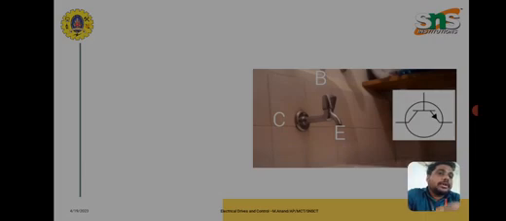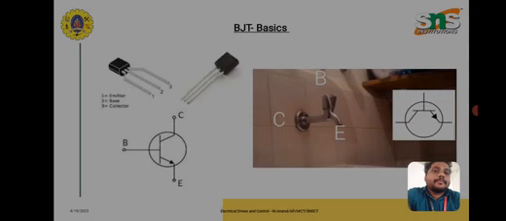If you give a turn to the base, like opening a tap, it will allow the water from the overhead tank to the bucket. Likewise, if a minimum amount of voltage or current is given to the base, it will allow the current to flow from collector to emitter. We have three terminals: emitter, base and collector. From left to right, one is emitter, two is base, and three is collector.